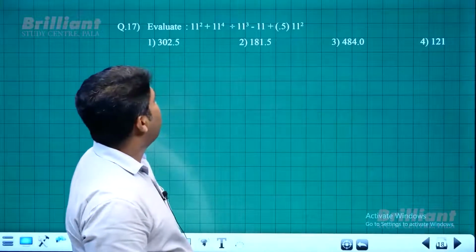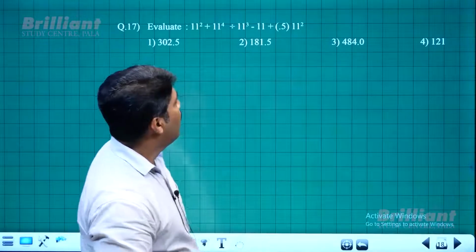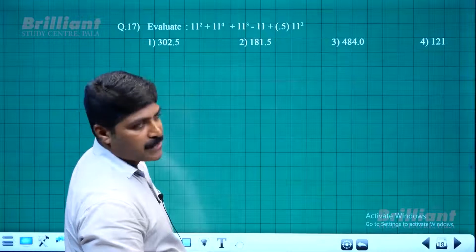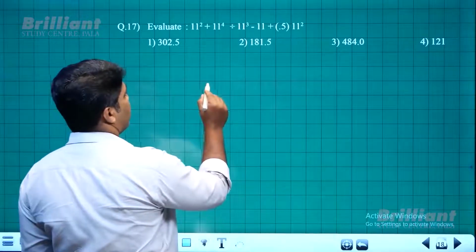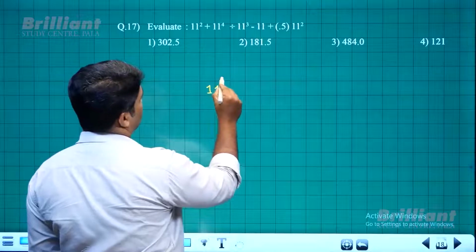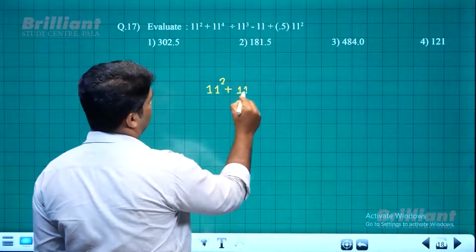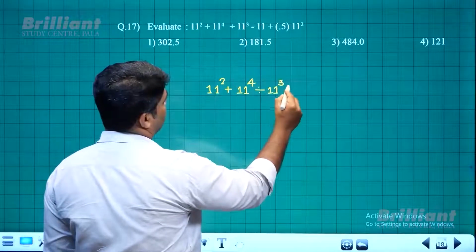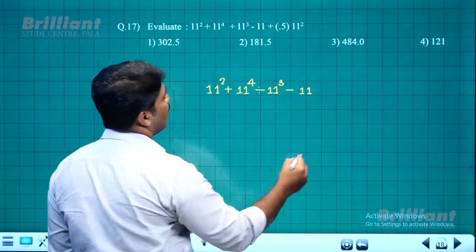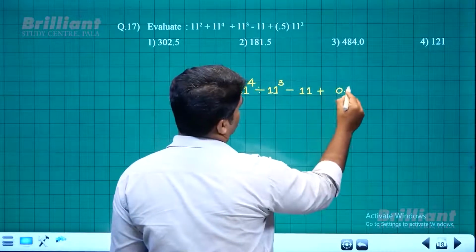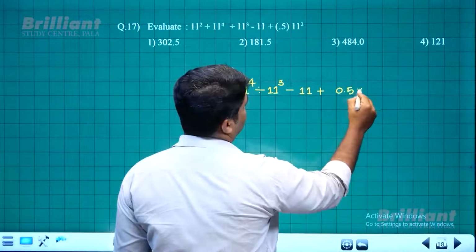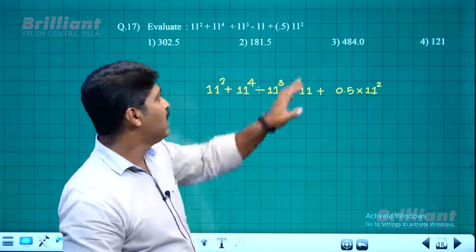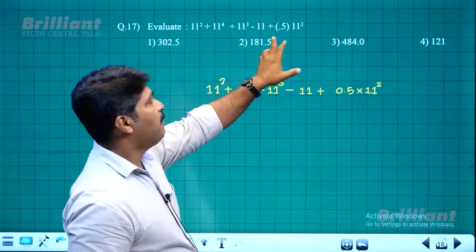Next question, evaluate 11 square plus 11 raised to 4 divided by 11 cube minus 11 plus 0.5 into 11 square. Here first we can write these values. So this is 11 square plus 11 raised to 4 divided by 11 cube minus 11 plus 0.5 into 11 square. We can consider it like this. So that bracket is nothing but that's the type of multiplication.